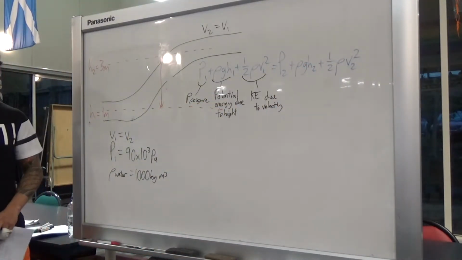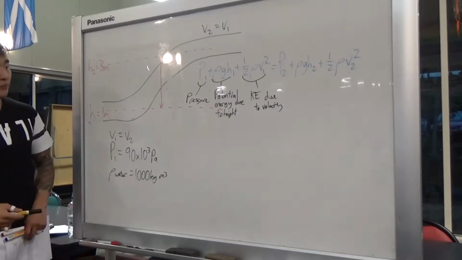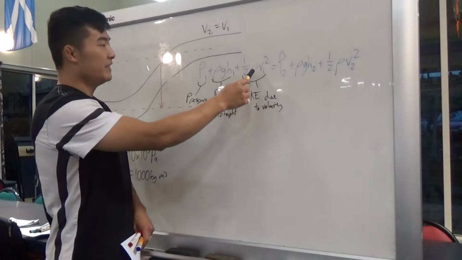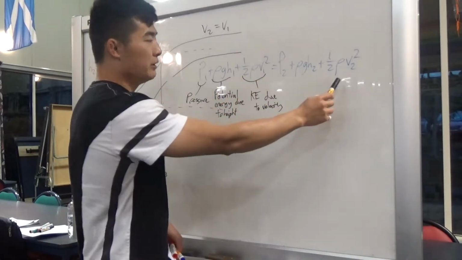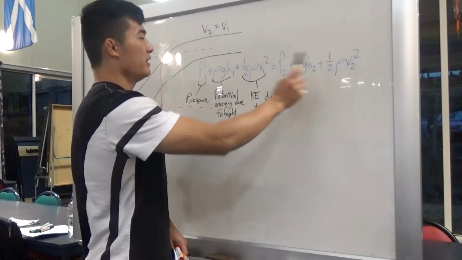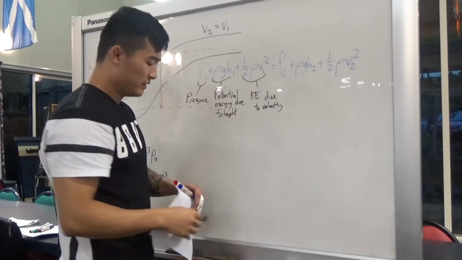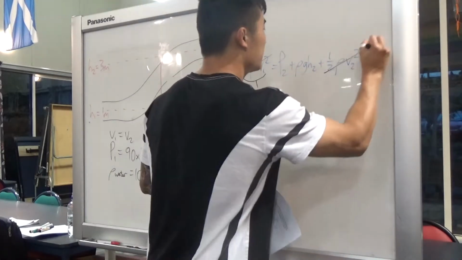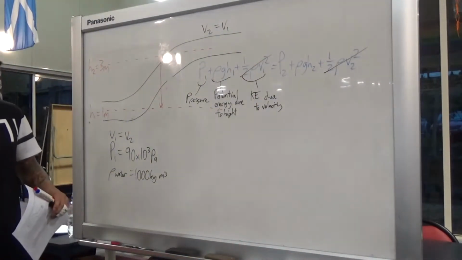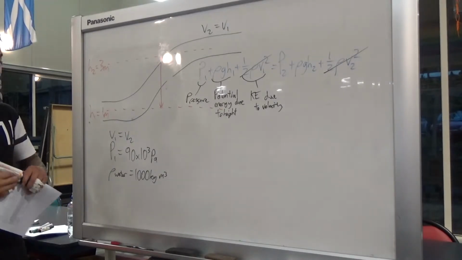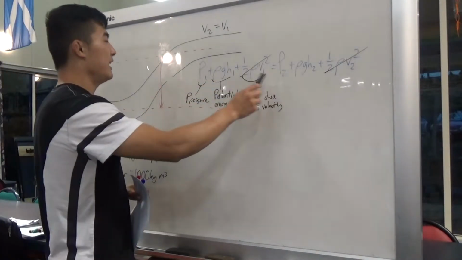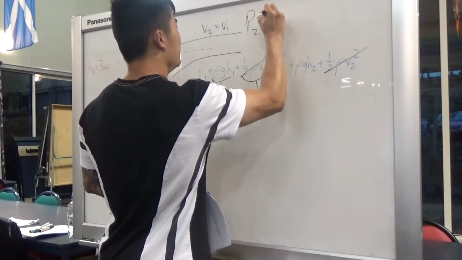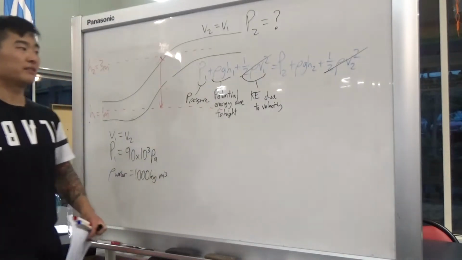Okay? So here, we know that the kinetic energy at point 1 and point 2 will be the same. If they're the same, they're just going to cancel out, right? So we can get rid of this part here, because in our problem the velocity doesn't change, but the height changes, and we want to find out what the pressure is. So we want to find P2 equals question mark, right?